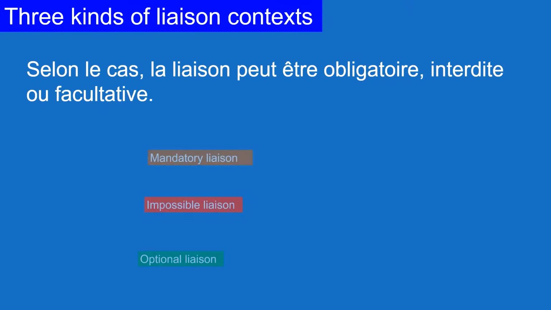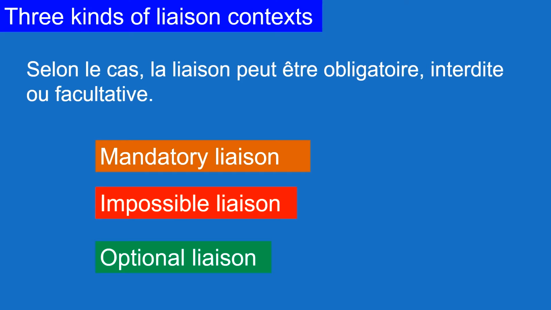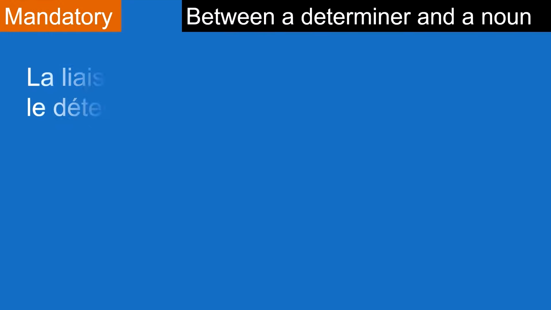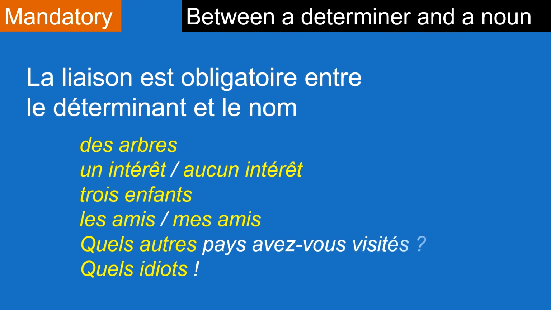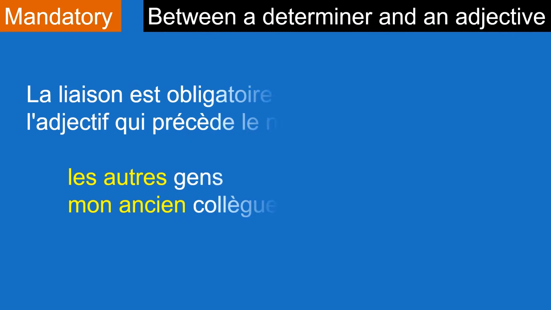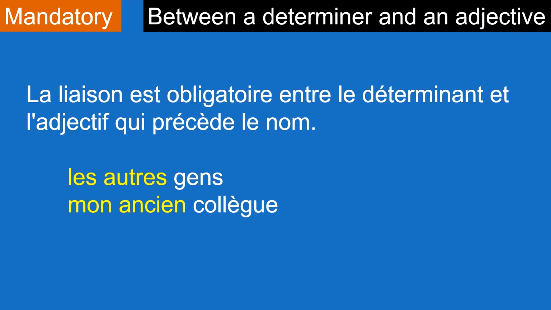Depending on the case, la liaison can be either mandatory, forbidden, or optional. La liaison is mandatory between a determiner and the noun that follows it. For example, des arbres, trees, un intérêt, an interest, or aucun intérêt, no interest. 3 enfants, 3 kids. Les amis, or mes amis. Quels autres pays avez-vous visité? Or, quels idiots?